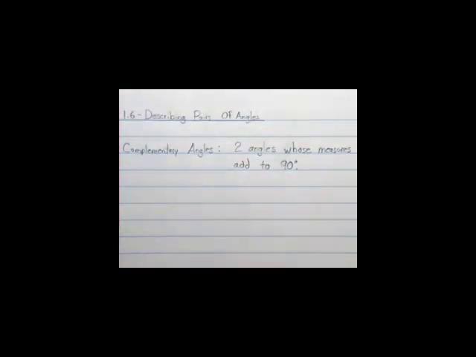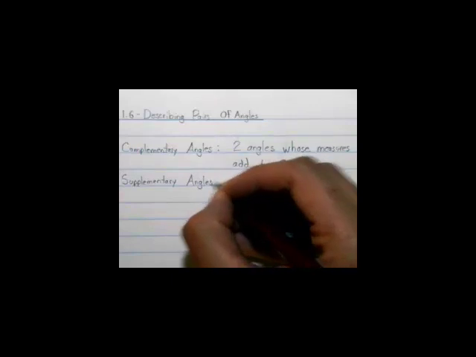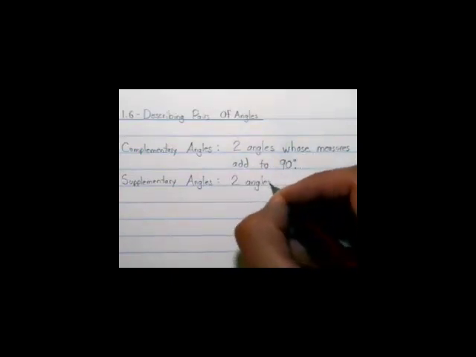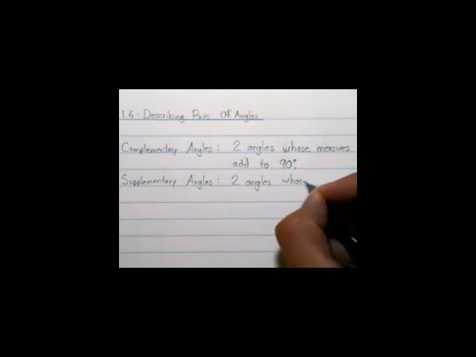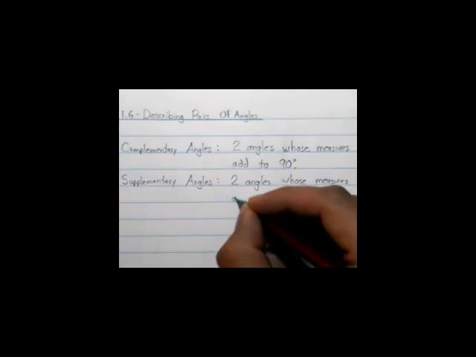So it could be a 45 and a 45, could be a 30 and a 60, could be a 10 and an 80, whatever combination. Yeah, right. So you get the idea. Supplementary. We already mentioned it, so I'm just going to write it down. But supplementary, those are two angles whose measures add to 180 degrees.